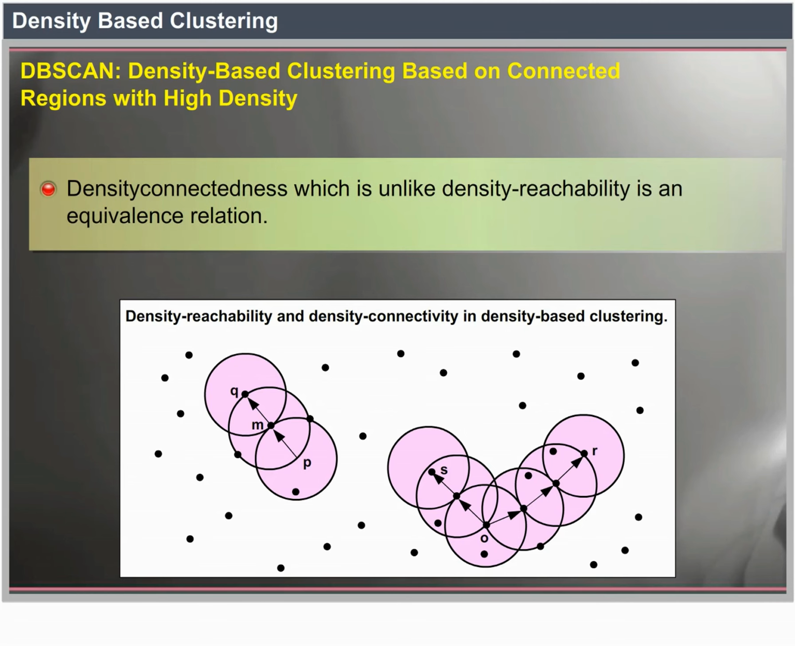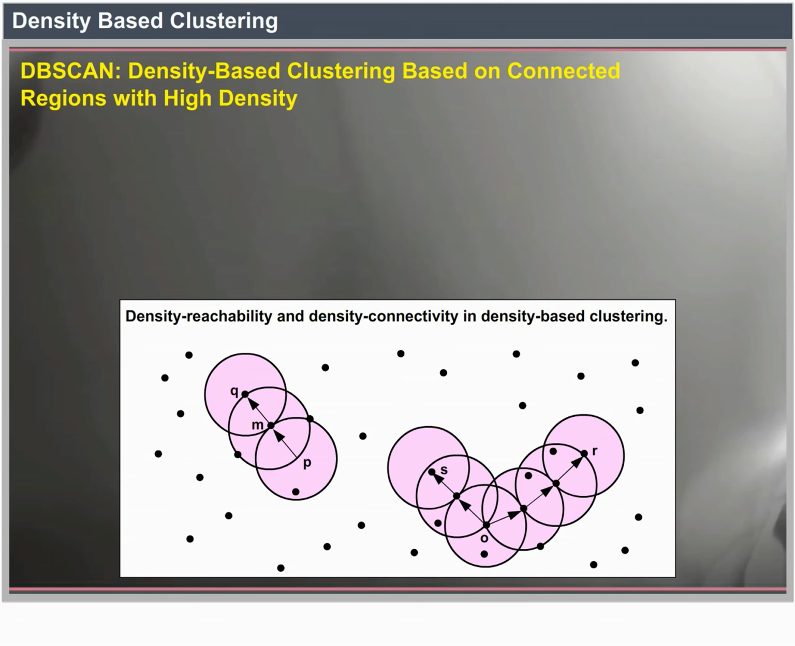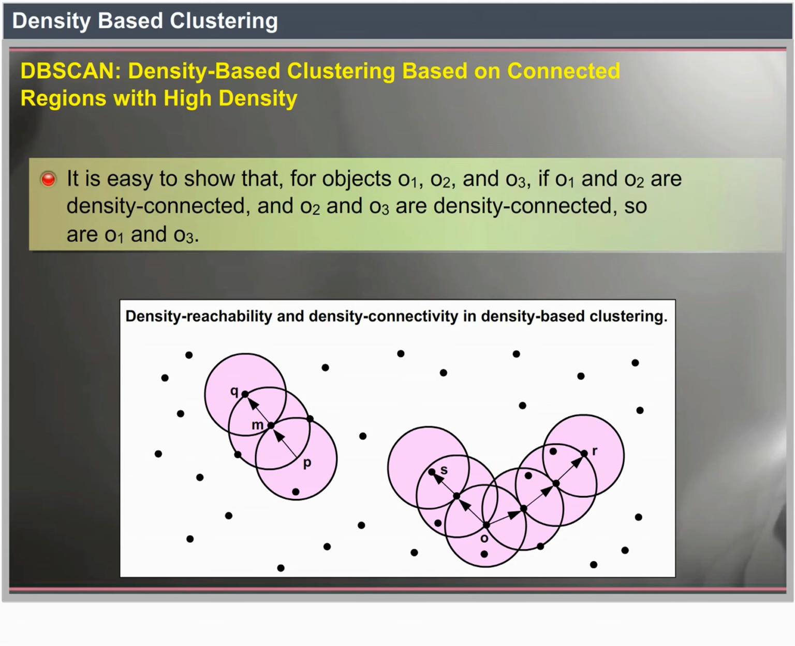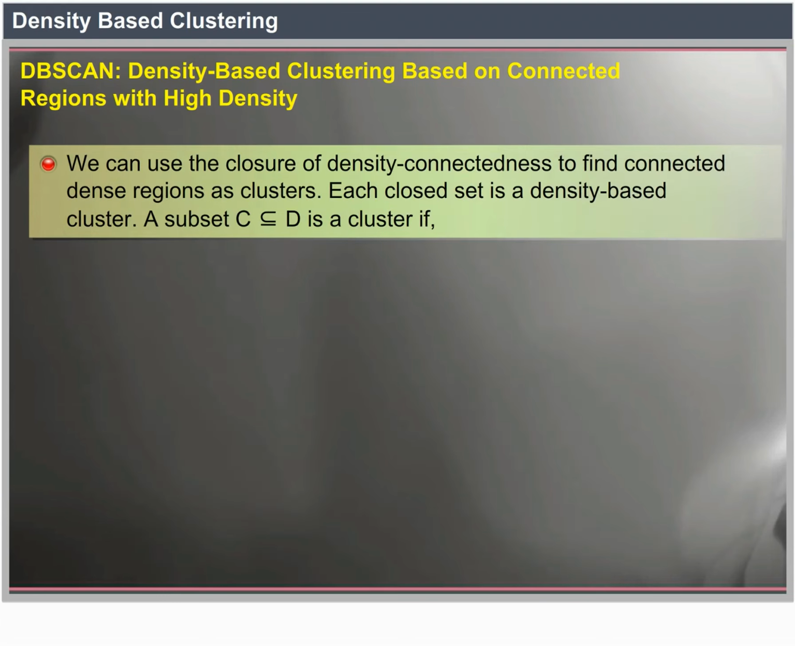Unlike density reachability, density connectedness is an equivalence relation. It is easy to show that for objects O1, O2 and O3, if O1 and O2 are density connected and O2 and O3 are density connected, then so are O1 and O3. We can use the closure of density connectedness to find connected dense regions as clusters. Each closed set is a density-based cluster.